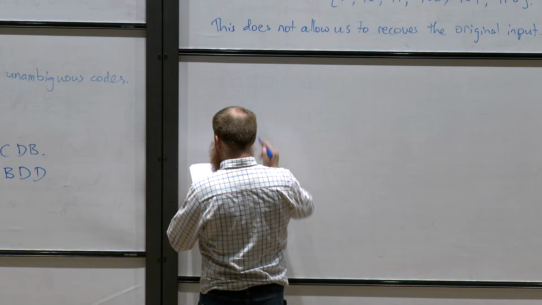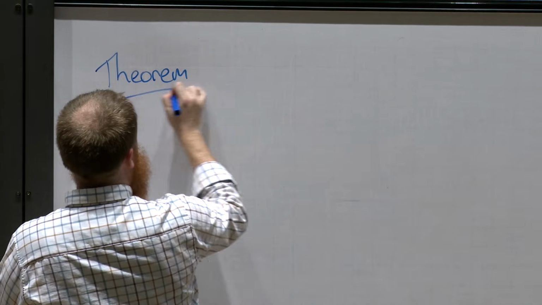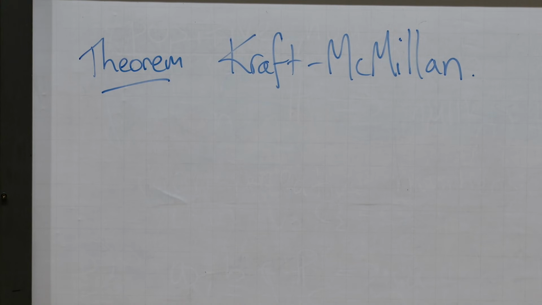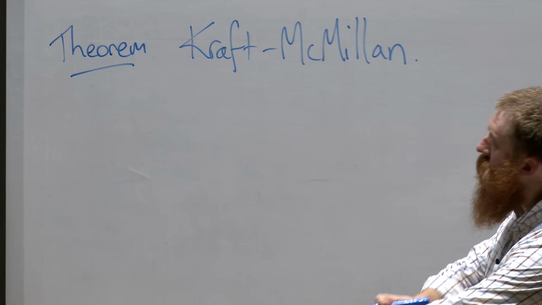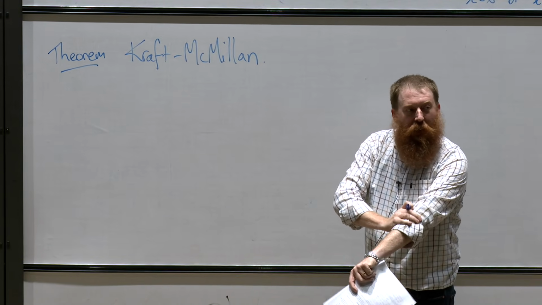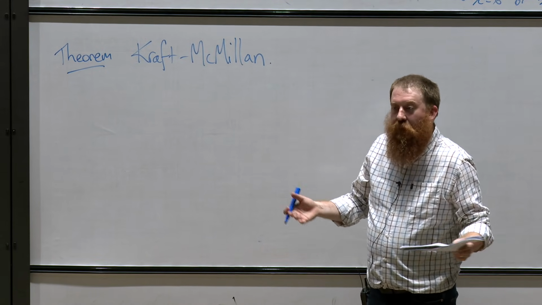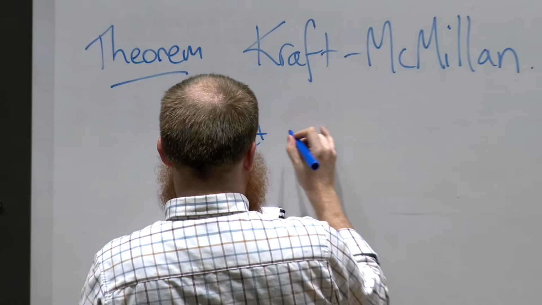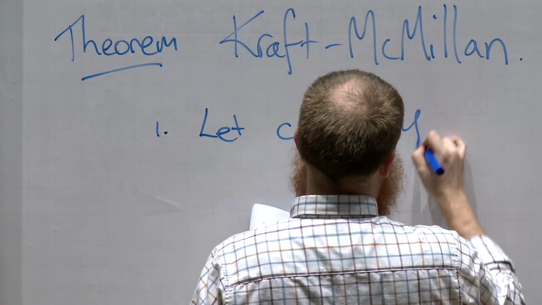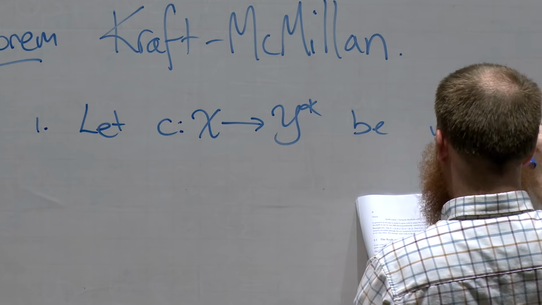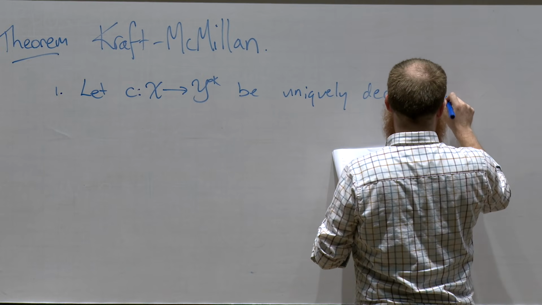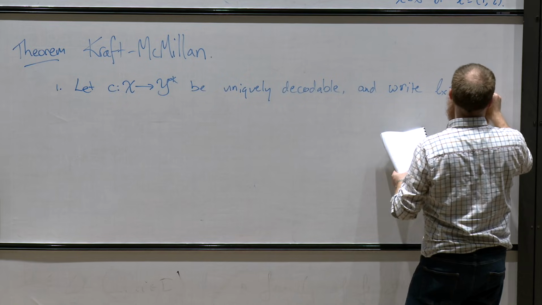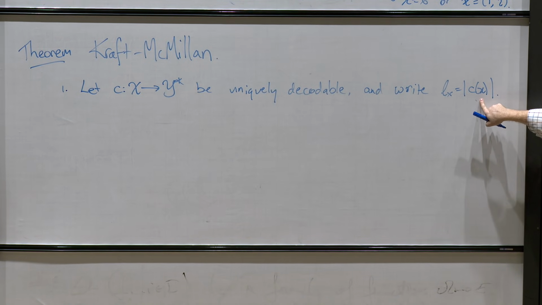And this is the Kraft-McMillan theorem. Kraft proved a version of this result. He only talked about prefix codes. And then what McMillan did is he showed that this applied to uniquely decodable codes, which among other things proves that uniquely decodable codes don't have any real advantages. So what's the theorem? It's two statements. First of all, let C, which maps X to Y star, be uniquely decodable. And write Lx being the length of C of x. So this is the length of the code word I get out of x.